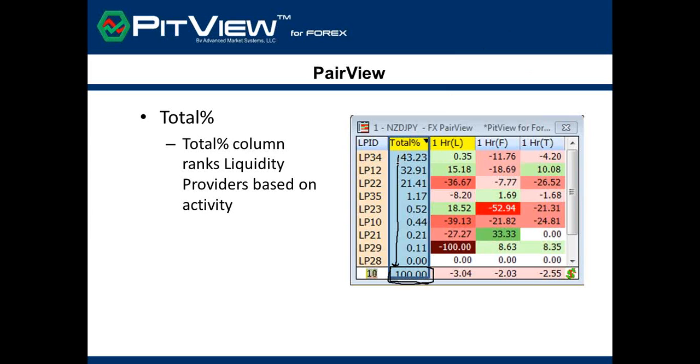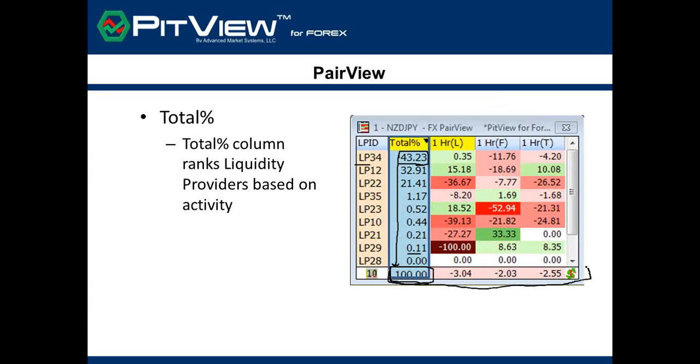For example, this is telling you up in here that from the start of, I believe, the U.S. session, LP34, as far as all the activity at the bid and ask price, as far as when the bid and ask has changed, has controlled about 43% of the market activity at the bid and ask price. And you can see LP29 down here hasn't really been doing much activity at all at the bid and ask price. And again, this will always add up to 100.